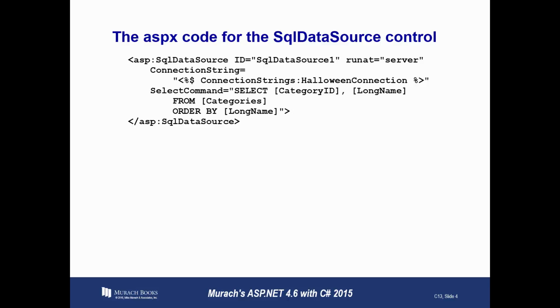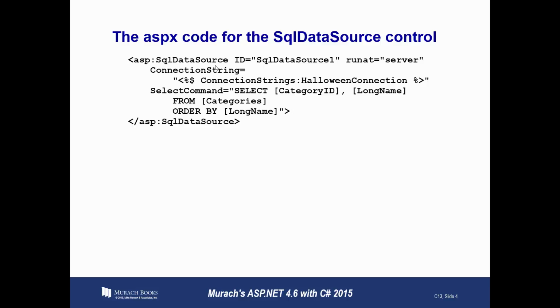Now, when we look at this, notice what we have. It's an SQL data source control. So there's the start of it. There's the end of it. And in between, we've got the ID. Remember that all server-side controls must have an ID and must have runat equals server. So I think the rest of the stuff in that top line there should make sense to you.